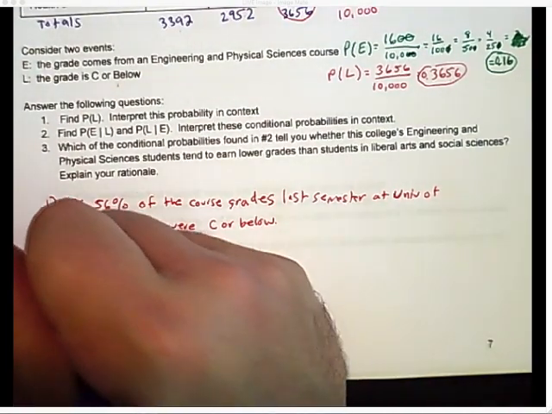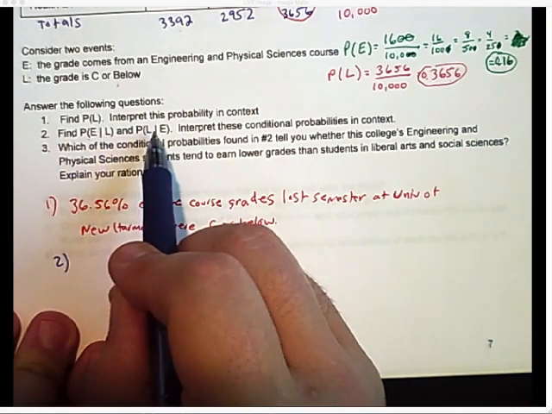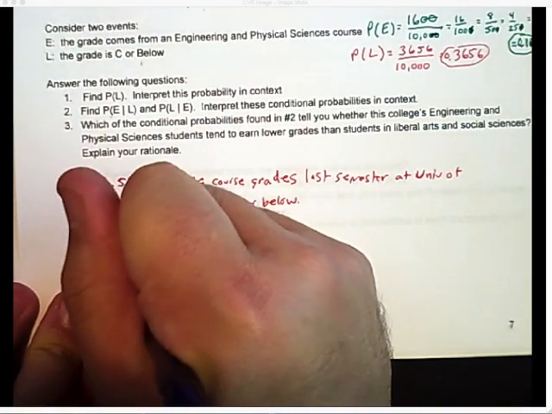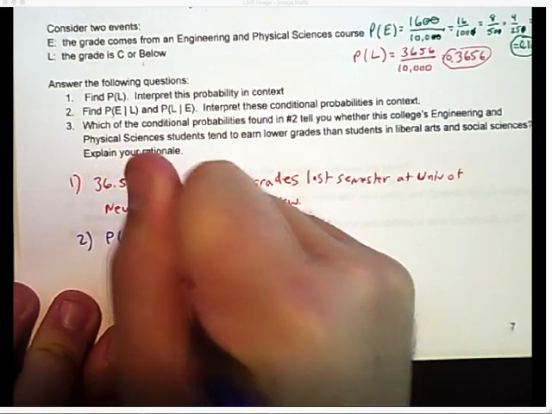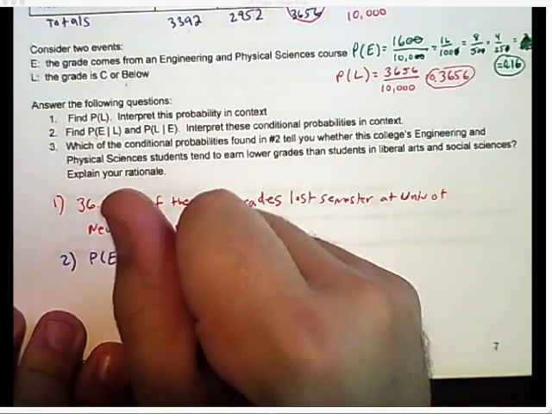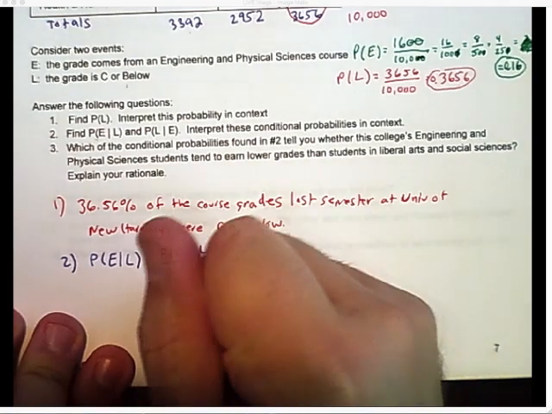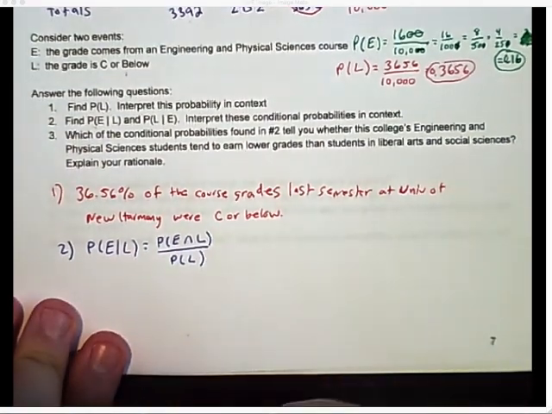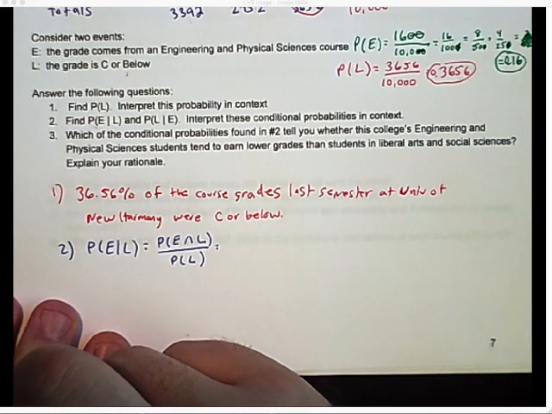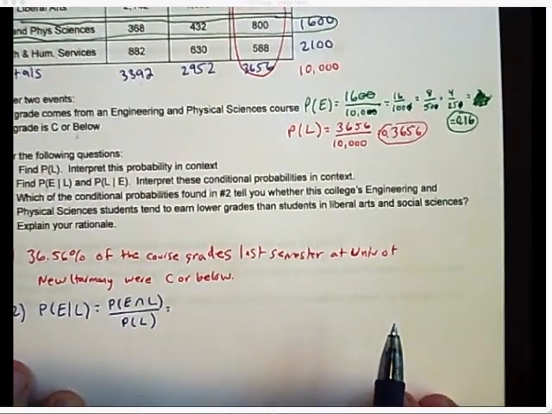So now let's do number 2. It says find P of E given L and P of L given E. All right, so let's do the first one here. Probability of E given L. Let's write a formula for that. All right, so this would be the probability of E and L over the probability of L. Well, we don't know what probability of E and L is, so let's find that up here.